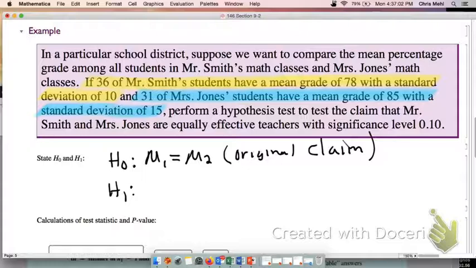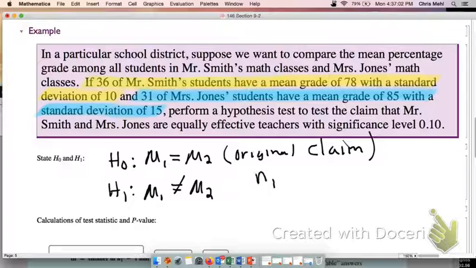Now, if that's the original claim, the only possibility for the alternative, if they are not equally effective teachers, is that the mean grade in each class would be different. So that's going to be my alternative hypothesis. Now I'm going to write this down on the side before I calculate the test statistic and the p-value. Up in yellow I have highlighted the sample data from Mr. Smith's class, and I have the following information.